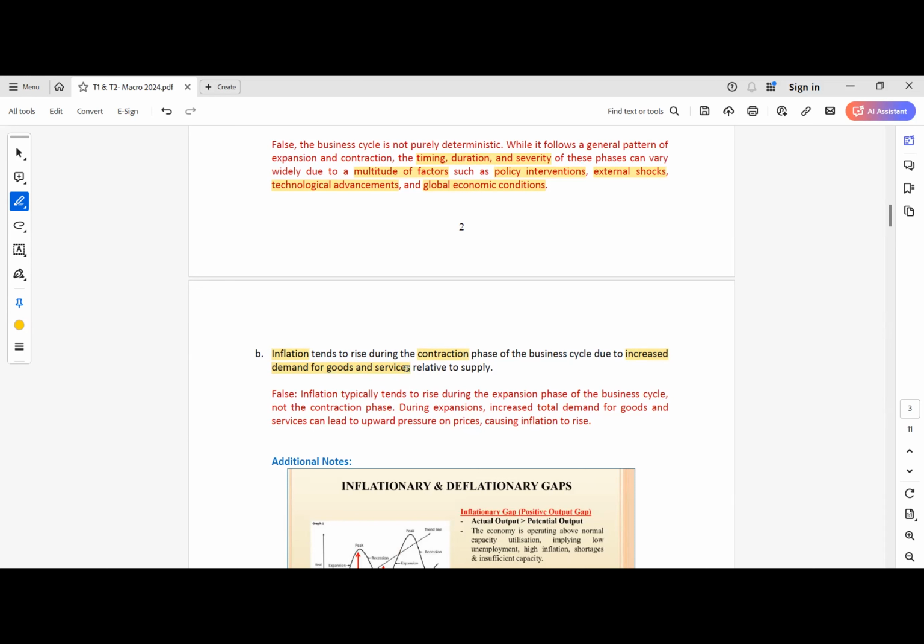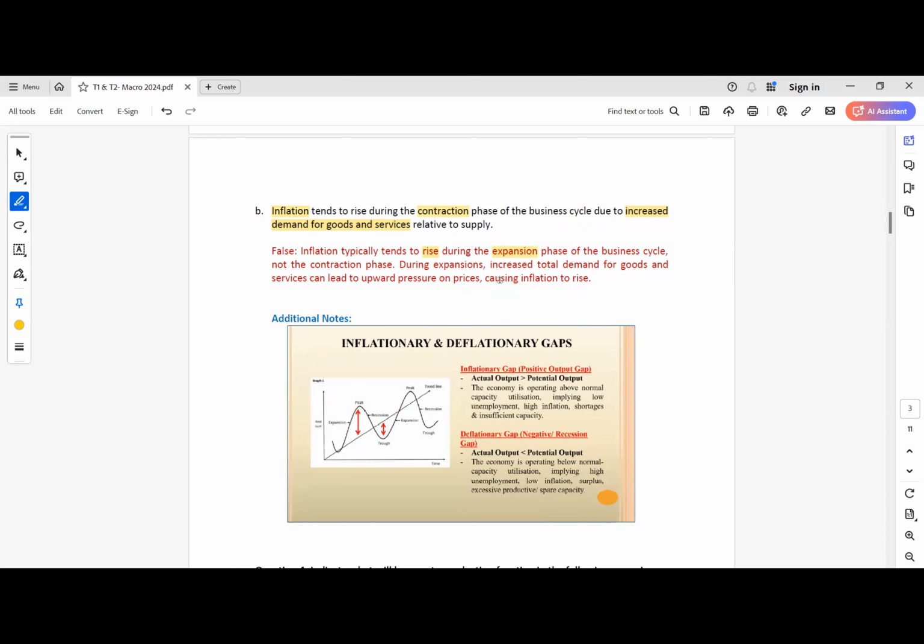Inflation typically tends to rise during the expansion phase of the business cycle, not the contraction, because during expansion, people will spend, increasing total demand for all the goods and services, which can lead to upward pressure on prices because of the shortages. Remember, that's what you learned in micro. Shortages will always push up the prices. So therefore, that results in inflation.